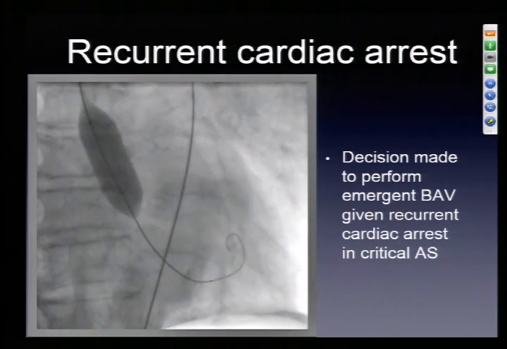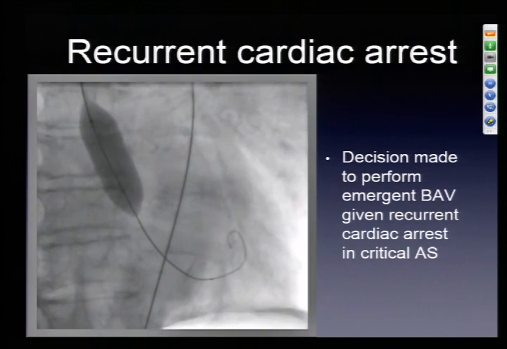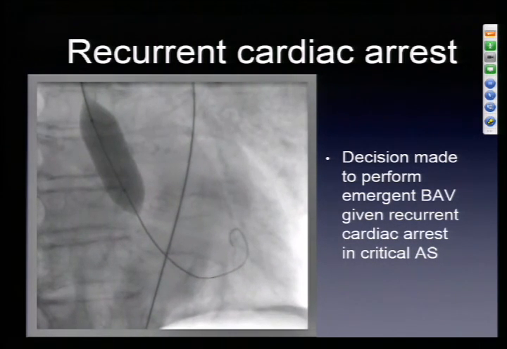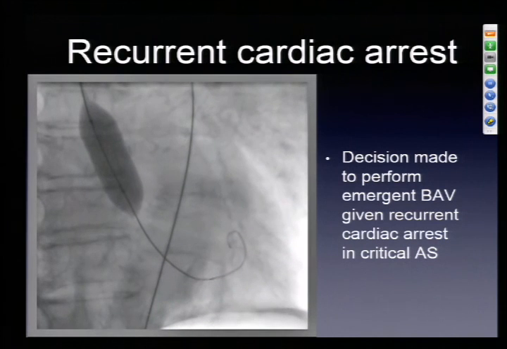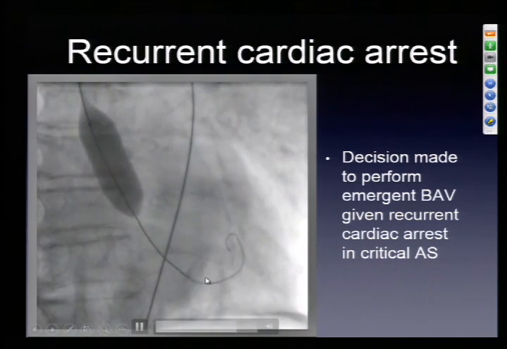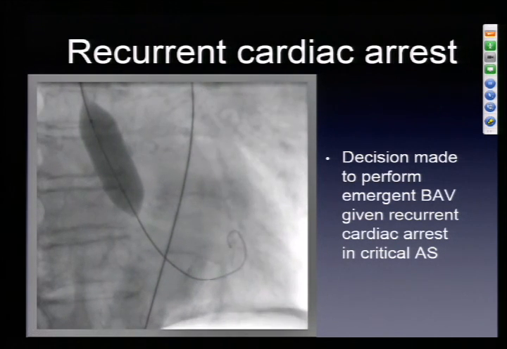So unfortunately, she arrested again. And so the decision was made to deal with the valve because patients with critical AS do not do well with cardiac arrest. And in general, they fall off the Starling curve very quickly. And oftentimes the ventricle just dies, and then you really can't recover them without excessive measures.